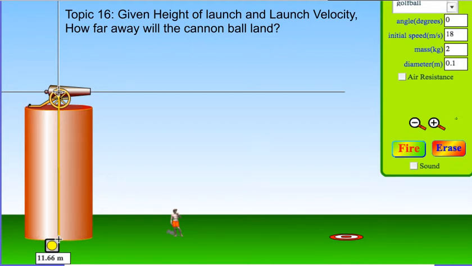So topic 16 is going to ask if you know the height of a launch and the velocity with which it will leave, how far away will, say, a cannonball in this example land? Now this is using the simulator they're going to do your homework assignments with. First thing that you know is that the height is 11.6 meters. So I'm going to go height equals 11.6 meters.